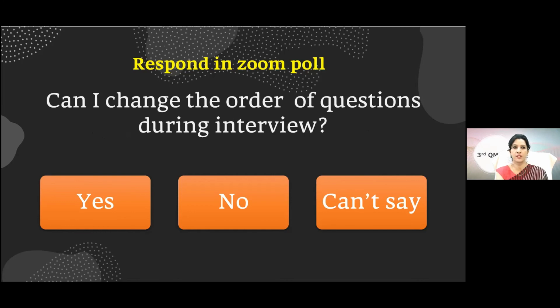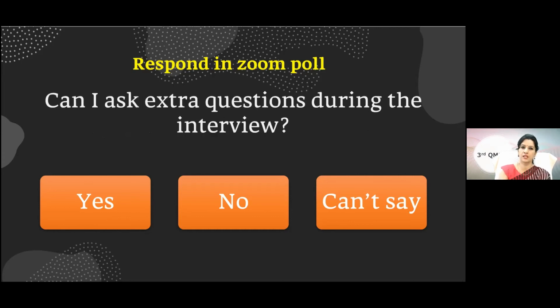The second question is, can I change the order of questions during an interview? Can you do that, changing the order of the questions? Devayan, Veena, Nitesh, Jennifer, Ashwini. Yes, everyone is writing. Manisha, Mrinalini. So yes, you are right. You can definitely change the order of the questions.